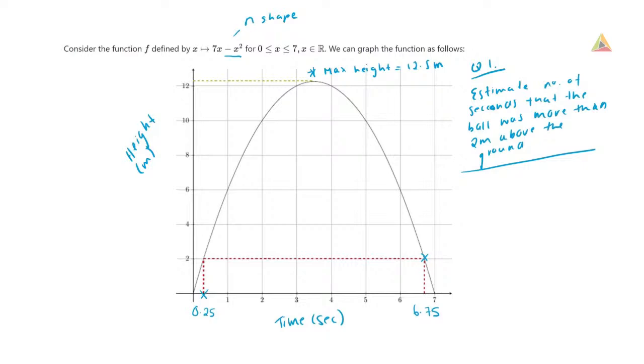So the way we get that, the time that the ball spent in the air that was greater than 2 meters is going to be 6.75 take away 0.25. And you get a value of 6.5 seconds. So you can actually answer the question. So the ball spent 6.5 seconds above 2 meters.